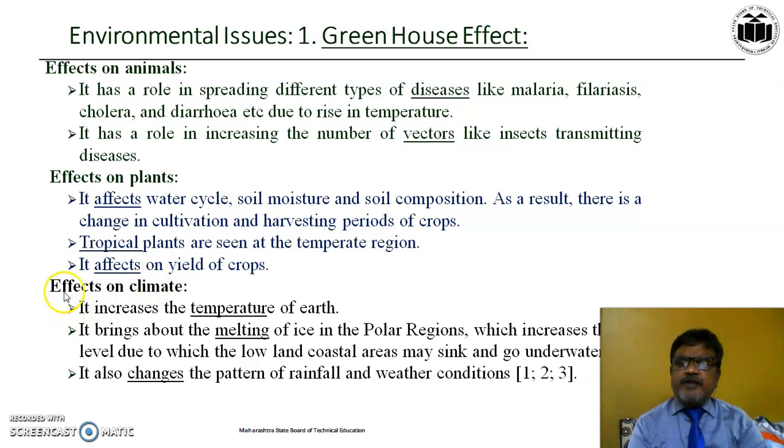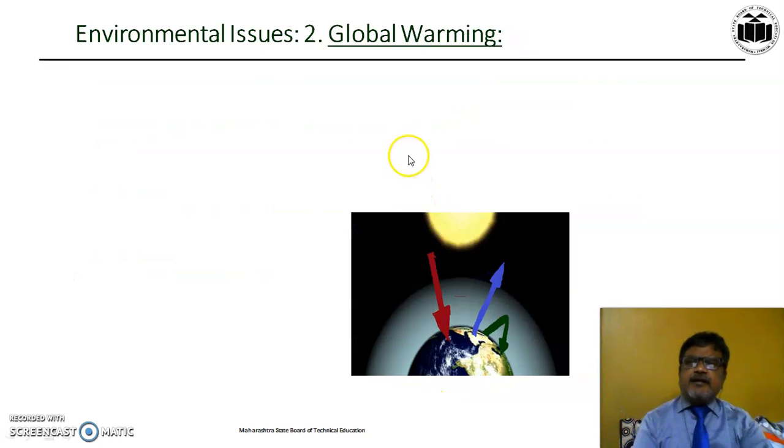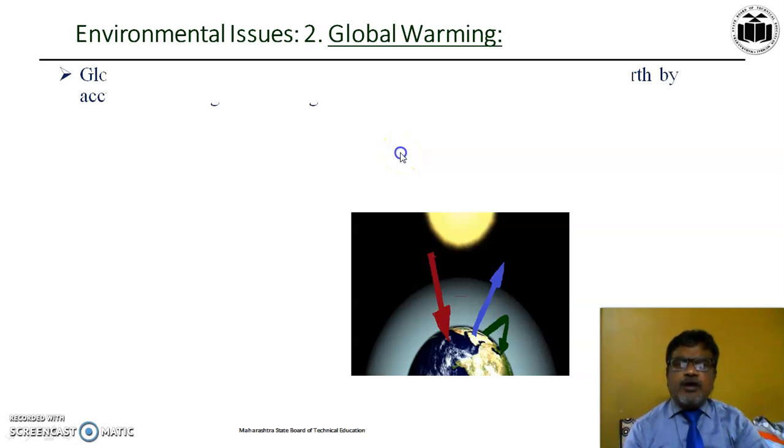There are some effects on climate also. It increases the temperature of the earth, by which ice melts in the polar region, which increases the ocean level or sea level. It has also changed the pattern of rainfall and weather conditions. Now the second issue is global warming.